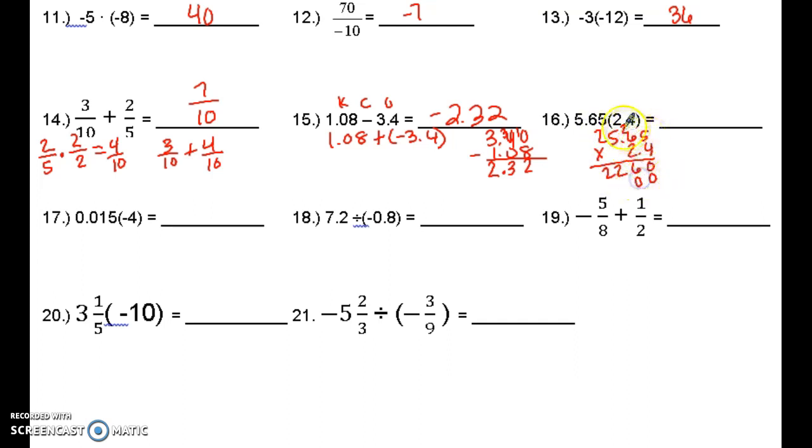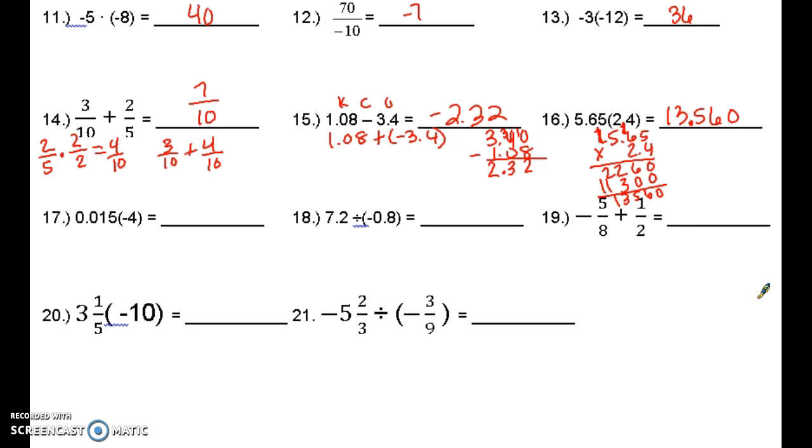2 times 5 is 10. 2 times 6 is 12. Plus 1 is 13. 2 times 5 is 10. Plus 1 is 11. Add these numbers. That's 0, 6, 5, 3, 1. I have 1, 2, 3 decimal places, so I go to the left 3. And your answer is 13 56/100.